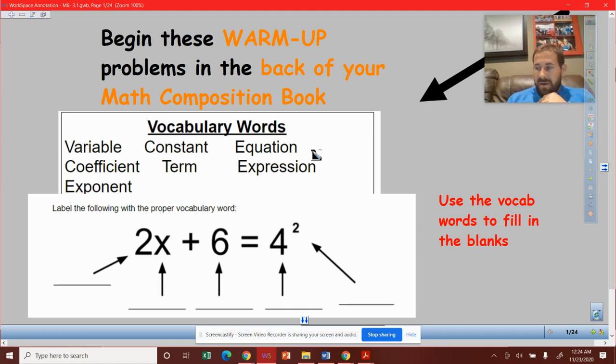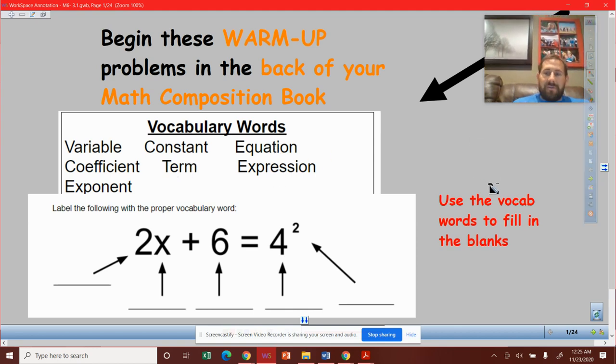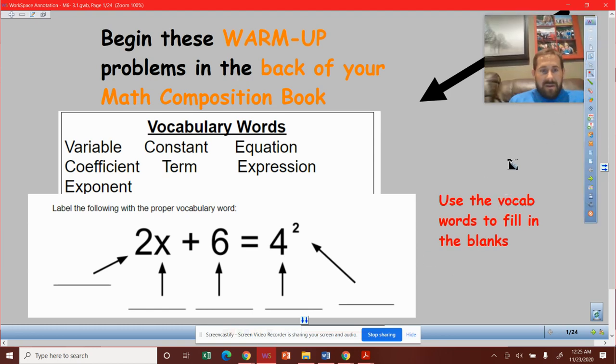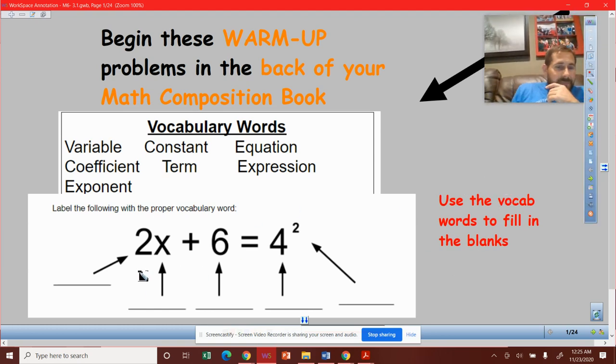All right, so here's what we've got. We've got these expressions, and these vocabulary terms: variable, coefficient, exponent, constant, term, equation, and expression. So use the vocab words to fill in the blanks. What do you think is this 2, this x, the 6, the 4, and the 2? It would be nice if we were tackling this as a class, but what we got here is a variable for the x.